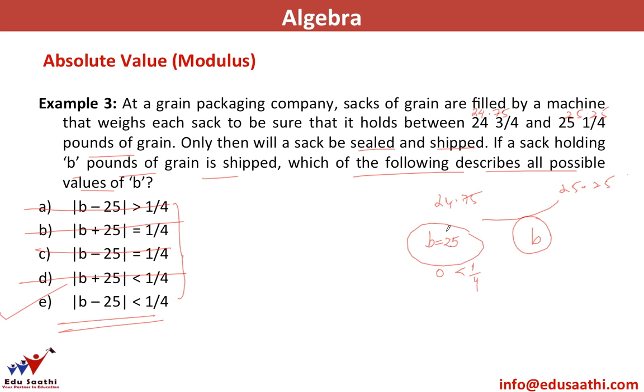This is the easiest one that you can do. You can take the value of B to be 25.10 also. Then the difference is 0.10, which is obviously less than 0.25. So that gives me option E again as my answer.